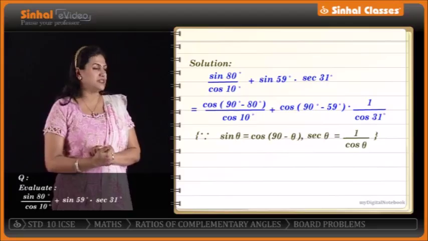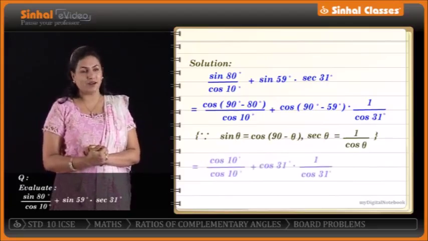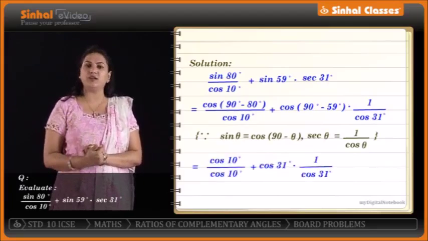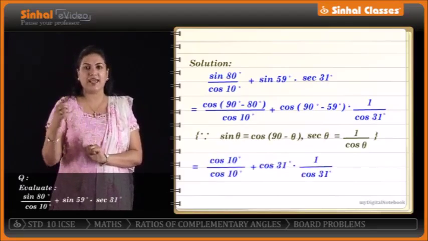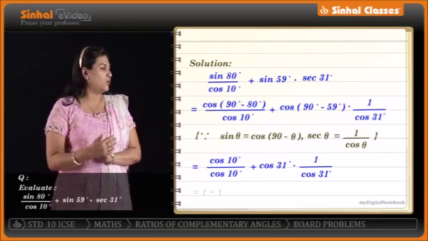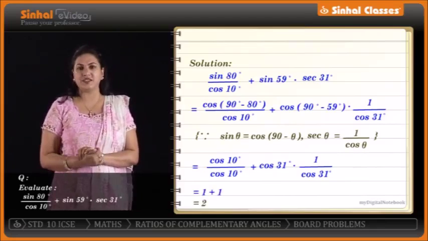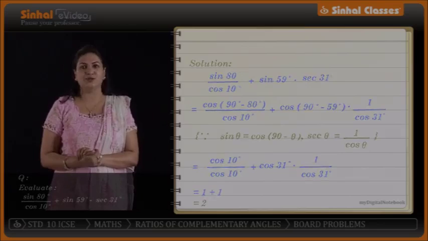Now we simplify this to get cos 10 upon cos 10 plus cos 31 into 1 upon cos 31. They cancel. We are left with 1 plus 1, which is nothing but 2. So the value for this expression is 2.